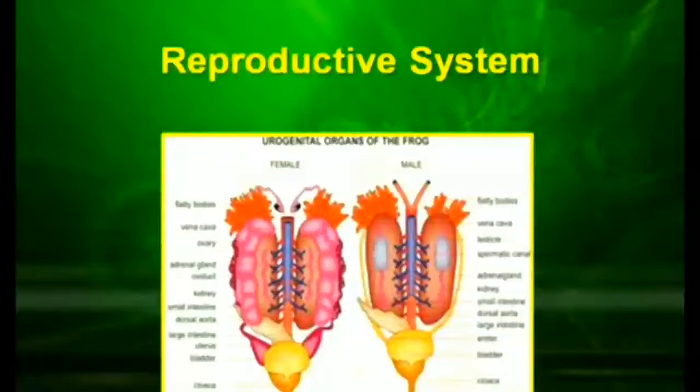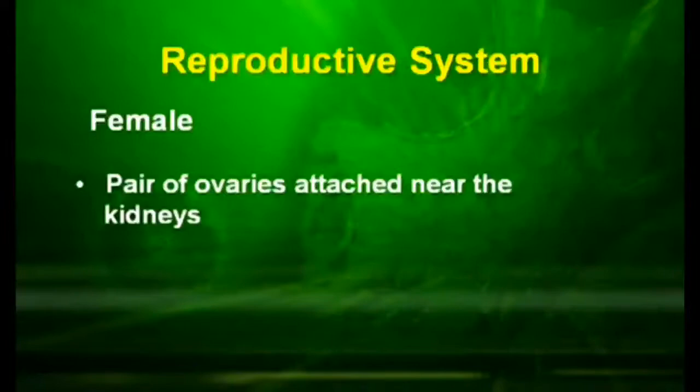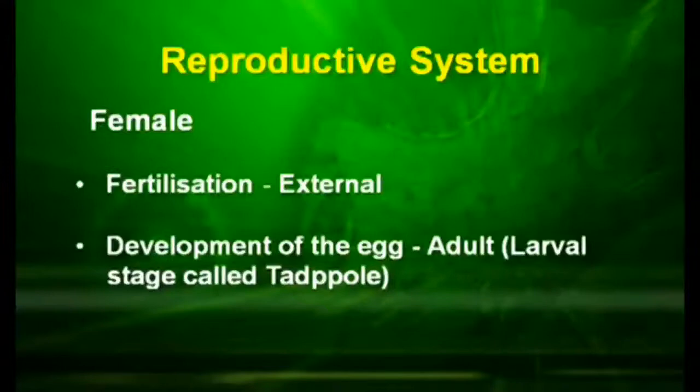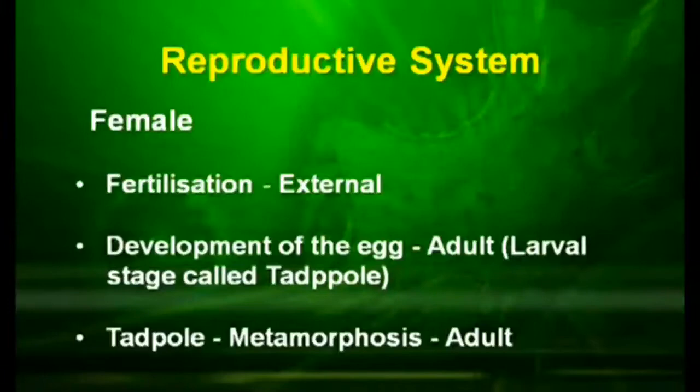Reproductive system of frog. The females have a pair of ovaries which are attached near the kidneys. They have a pair of oviducts. The mature female lays about 2,500 to 3,000 eggs at a time. They have external fertilization, and the development of the egg to the adult includes a larval stage, which is called the tadpole-like stage. The tadpole undergoes metamorphosis and develops into an adult.